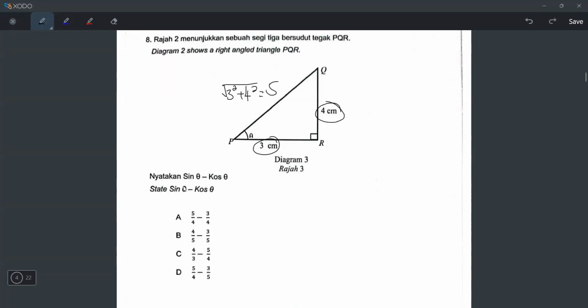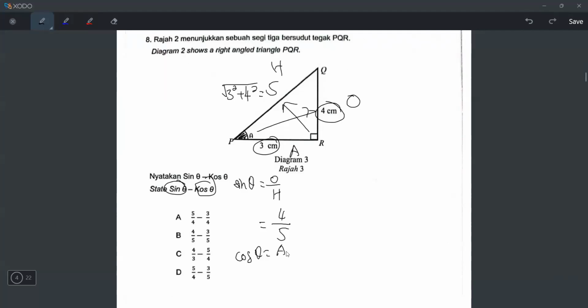Now let's answer the question. State sine theta minus cos theta. This one definitely you need trigo to do. We all know sine theta is opposite over hypotenuse, and cos theta is adjacent over hypotenuse. So let's do this first. Which one is the opposite? Where is my angle? First of all, where's my theta? Here. So my opposite will be 4. Depan sudut is opposite, depan 90 is H, and the remaining one is A. So O over H will be 4 over 5. That's the answer. Let's go to cos theta.